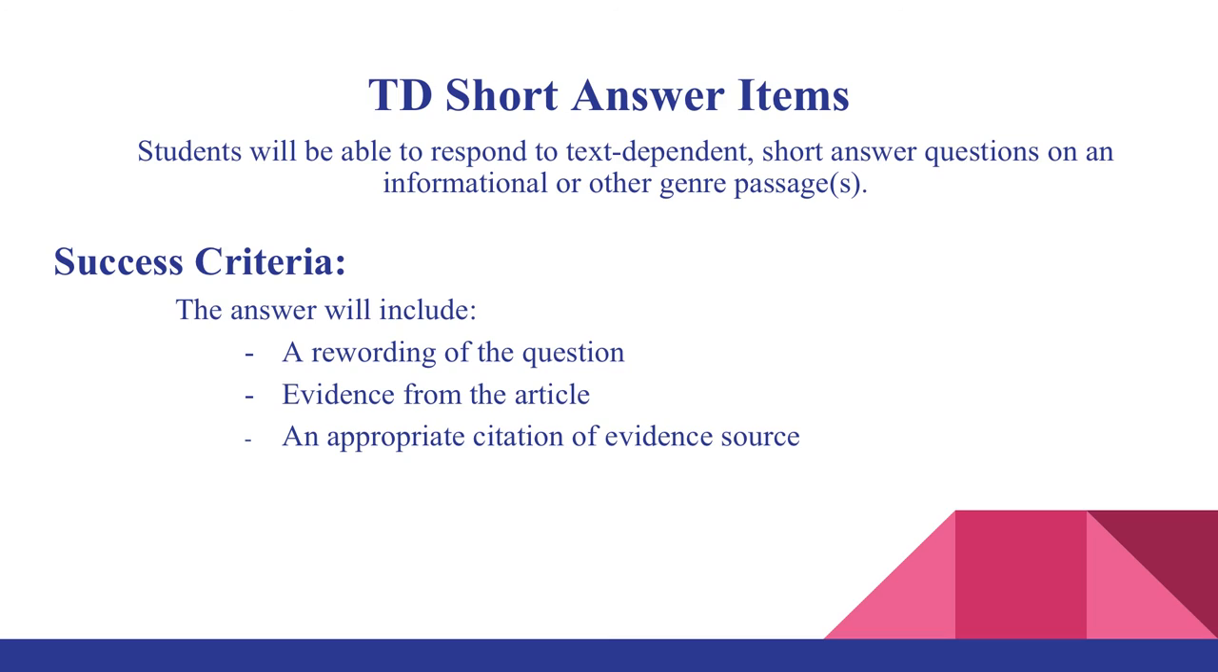What you might want to do, if that's the case, is take those kinds of short answer items where they use words or phrases and make those into fill-in-the-blanks, or word your item in such a way that your student knows that they need to cite evidence from the passage when they write a text-dependent answer, and they have to be able to find the evidence there. Now remember that the success criteria for a text-dependent short answer item is that the answer will include a rewording of the question, the evidence from the article, and an appropriate citation of the evidence source.